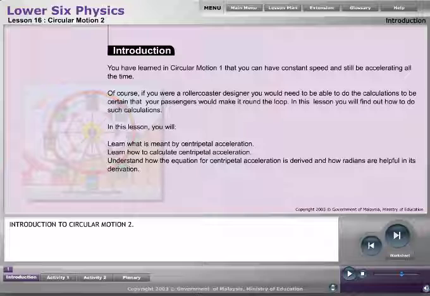In this lesson, you will learn what is meant by centripetal acceleration, learn how to calculate centripetal acceleration, understand how the equation for centripetal acceleration is derived, and how radians are helpful in its derivation.